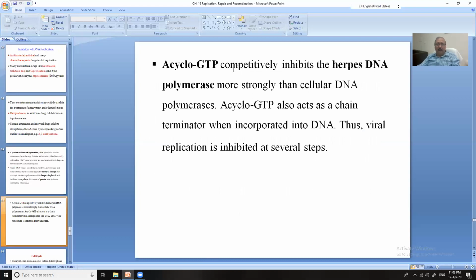Acyclo-GTP competitively inhibits the herpes DNA polymerase more strongly than cellular DNA polymerases. Acyclo-GTP also acts as a chain terminator when incorporated into DNA. Thus, viral replication is inhibited at several steps.